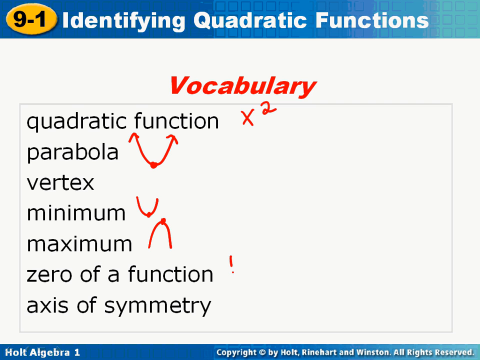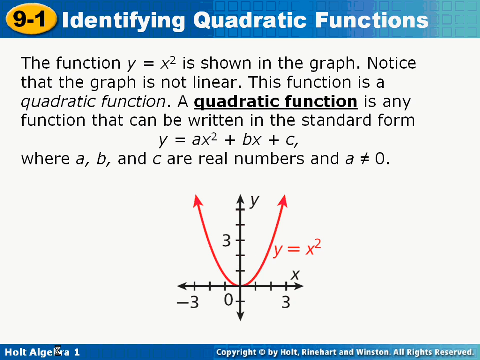The zero of the function is where it crosses the x-axis. And the axis of symmetry is the imaginary line that goes down the middle that makes the parabola symmetric. So that's just an overview of what we're going to look at right now.